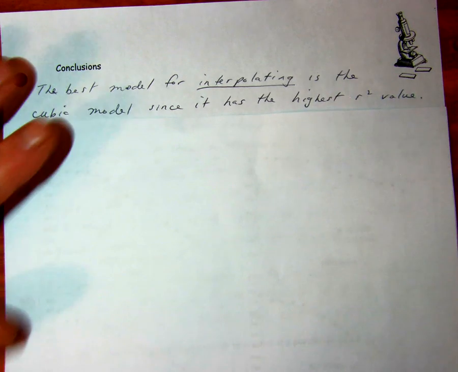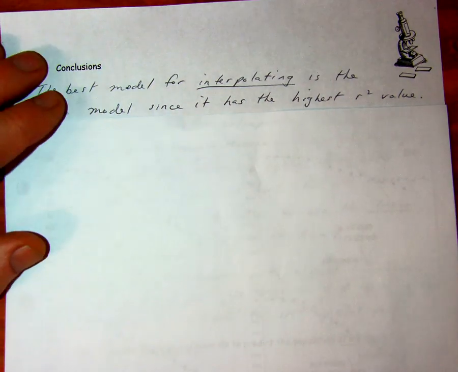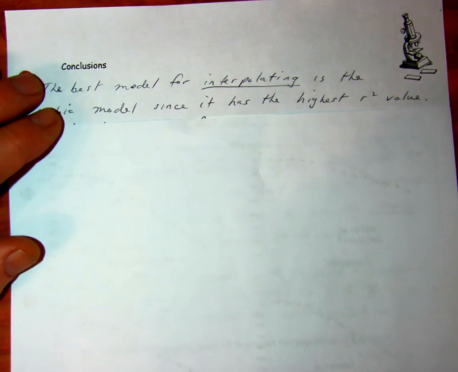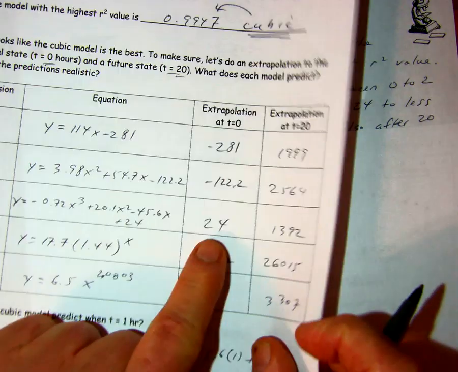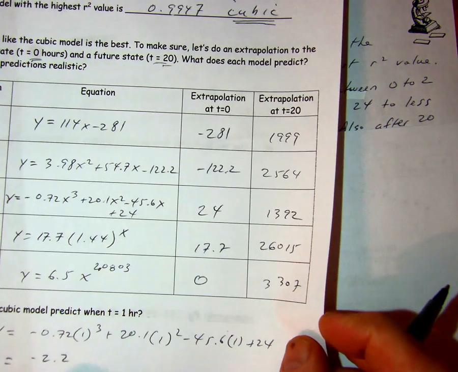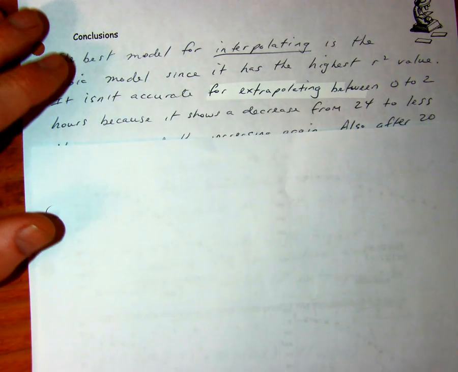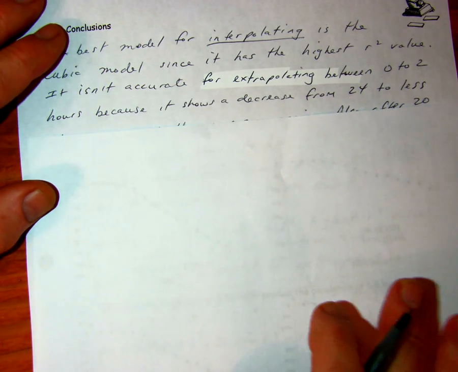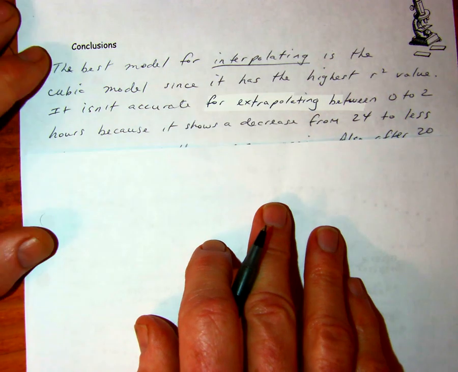Some caveats though, right? When we extrapolate, it's not quite the best. Why not? It isn't accurate for extrapolating between 0 to 2 hours because it initially showed it starting at 24, and then it goes down to slightly negative numbers, and then it pops back up. So even though it had the highest R-squared value, it wasn't that good for the first hour. So we have to make a little note about the problems on the initial values.